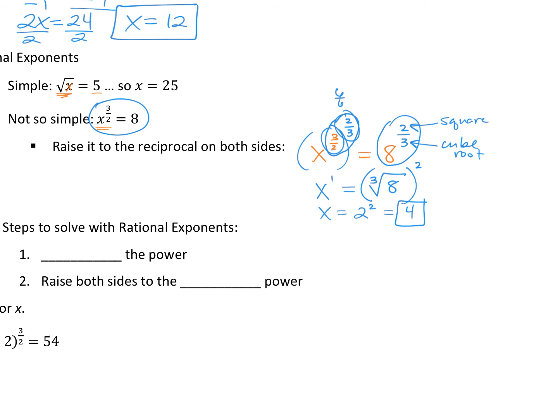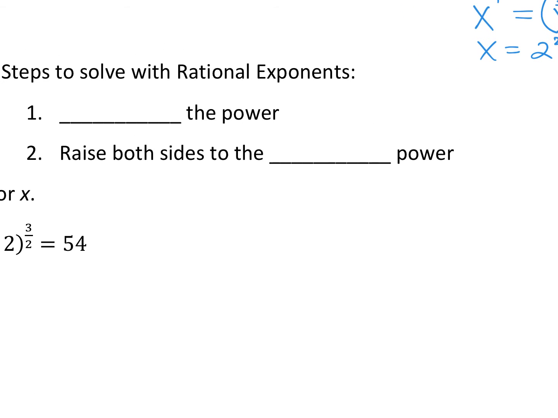So steps to do this. First of all, you need to isolate the power. And then raise both sides to the reciprocal power, okay? That's key. Raise it to the reciprocal power, and that's going to simplify it for you.